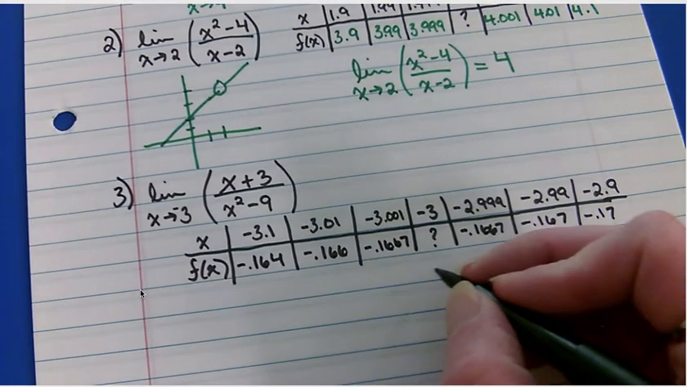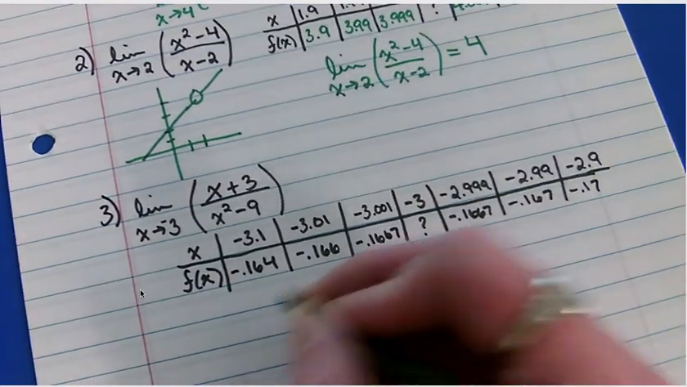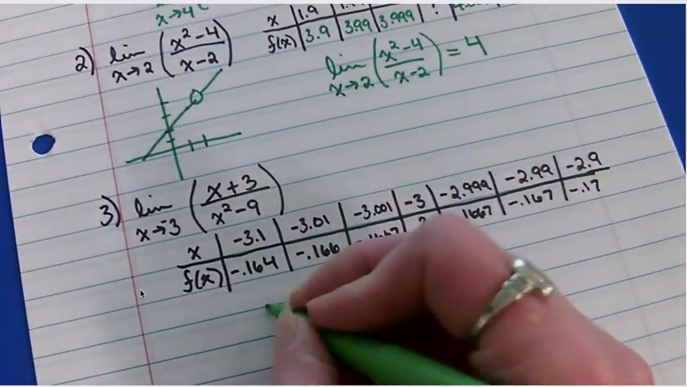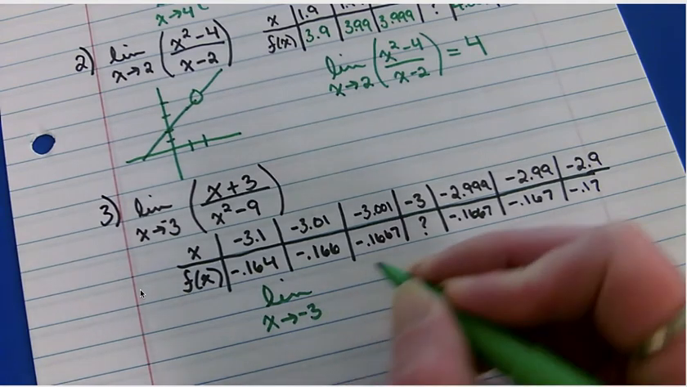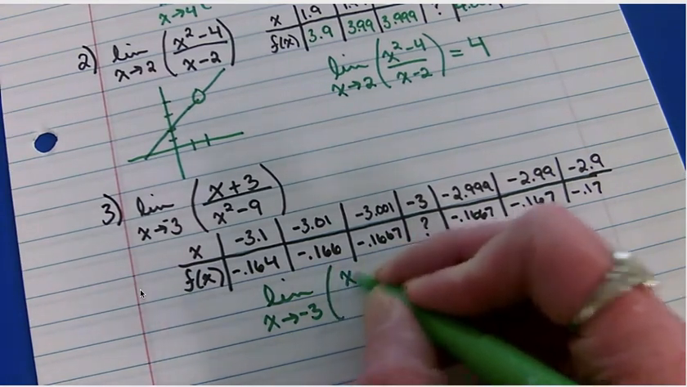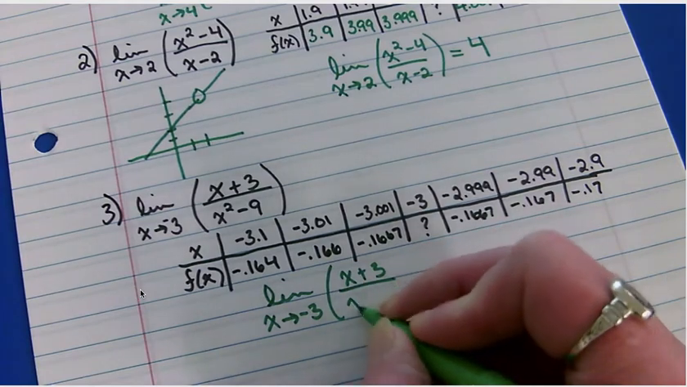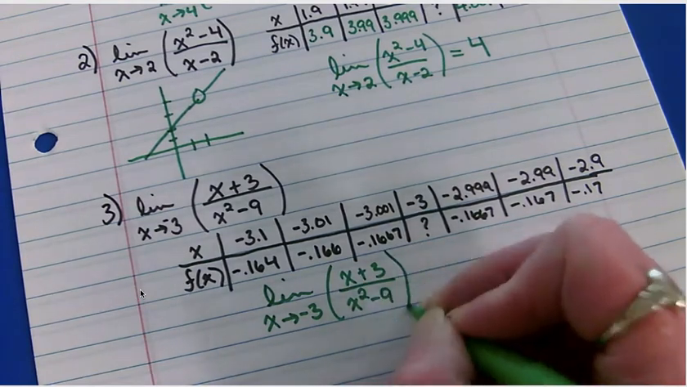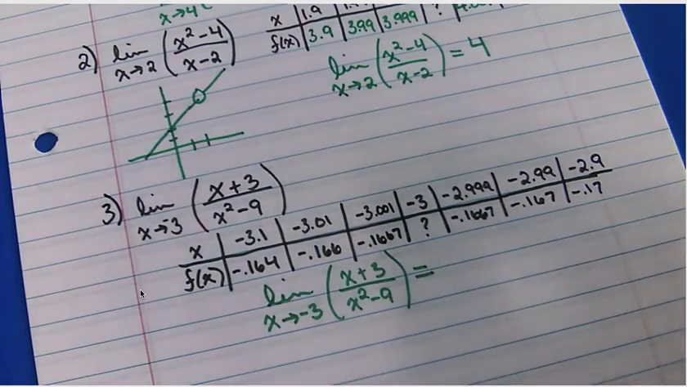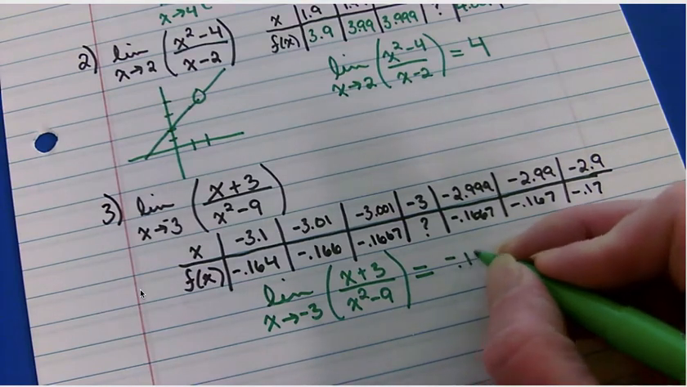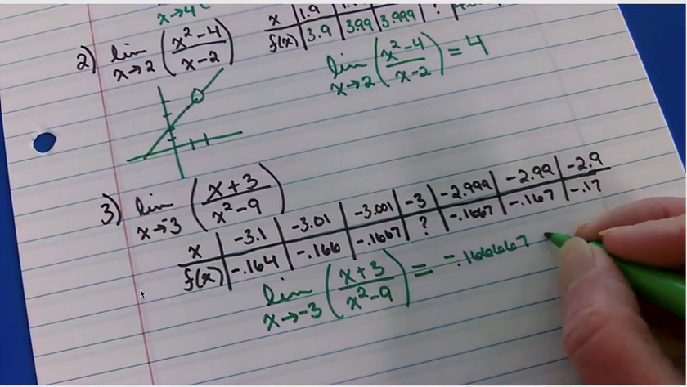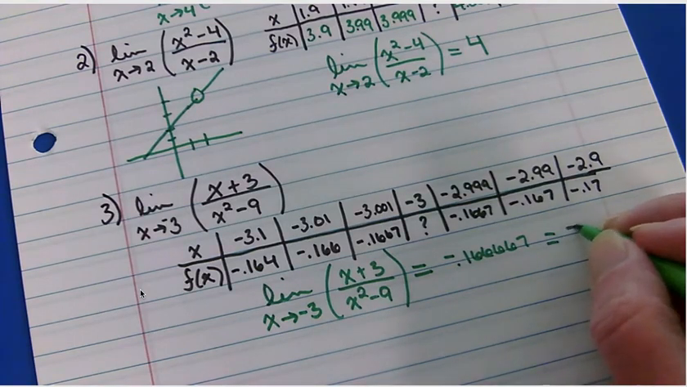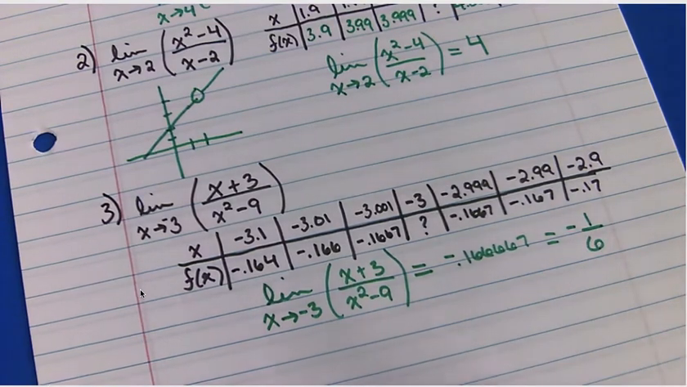So it is approaching, so I would say my answer, my limit as x approaches negative 3 of x plus 3 over x squared minus 9 is approaching negative 0.1666667, blah, blah, blah, which we kind of figured out was going to be negative 1/6.